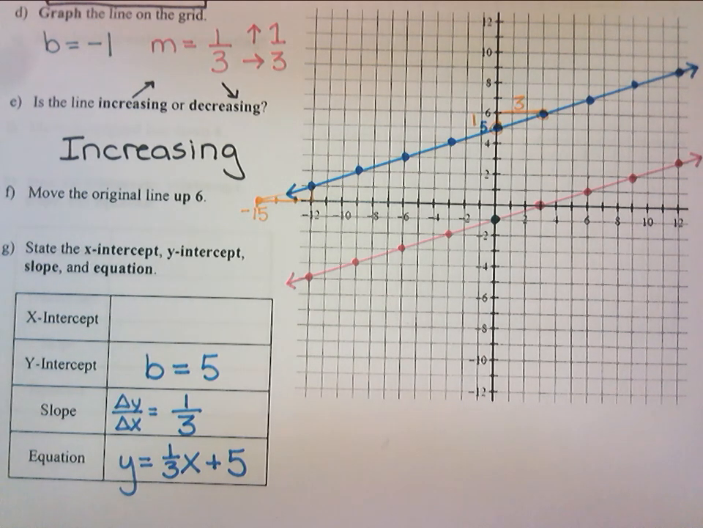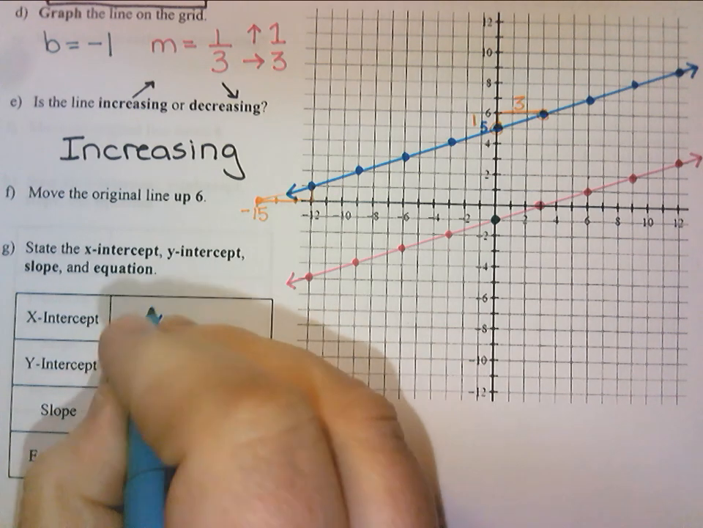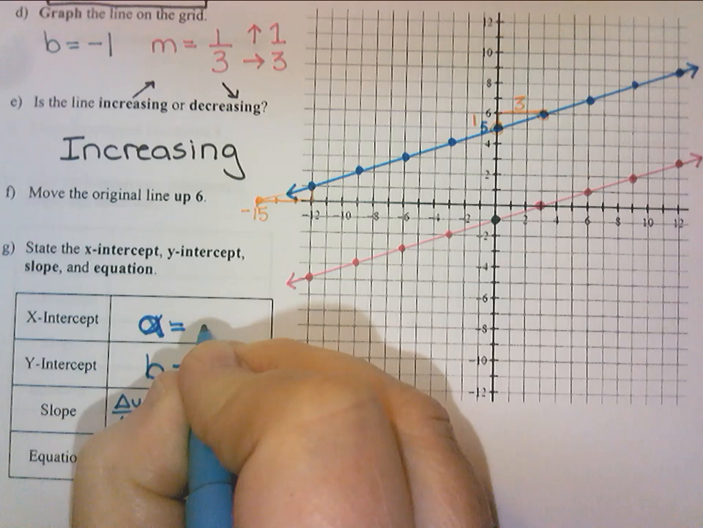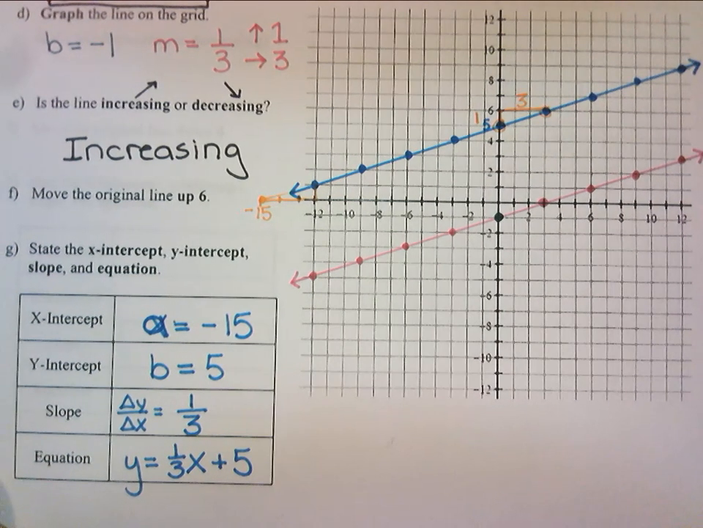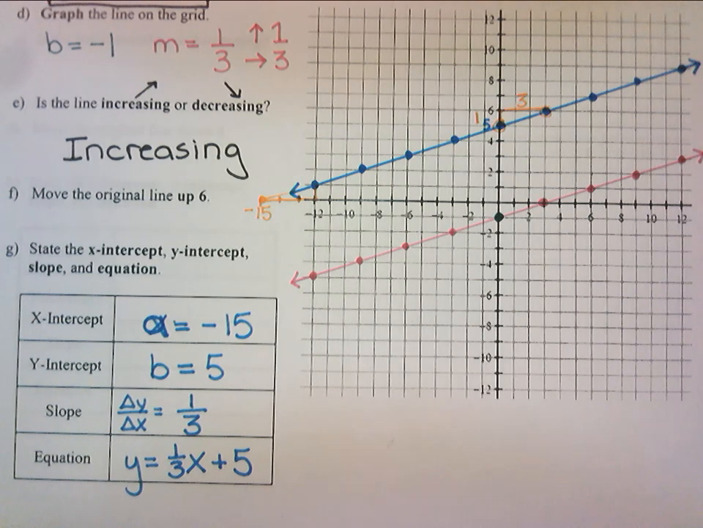Oops, wrong color. Sorry, I should use an A, not an X, because A is the letter we use for our x-intercept. There we go. So I have a equals -15. All right, so all I did was follow the pattern and we were really close.